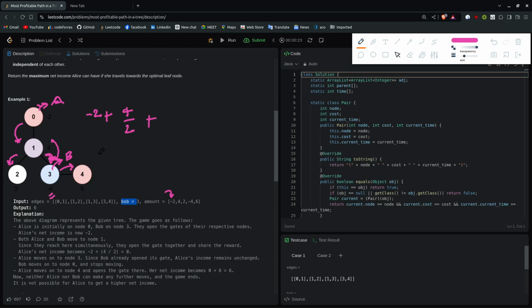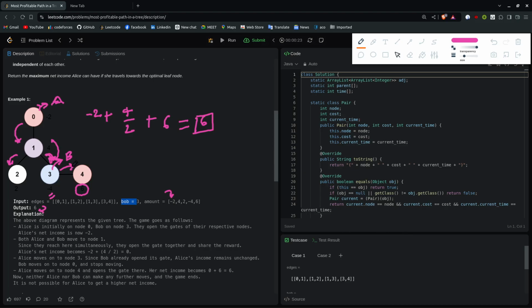And if we look at this closely, we can see that this node was never visited by Bob, so Alice will gain this price. Basically, Alice will gain this price as 6, and if we sum them up, we get 6, which is the maximum possible answer over here for Alice.